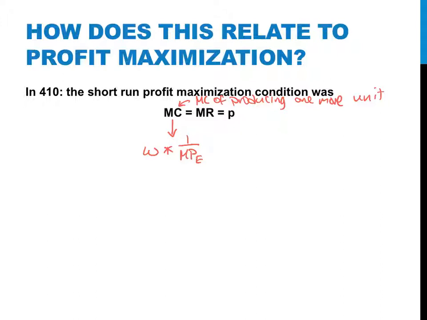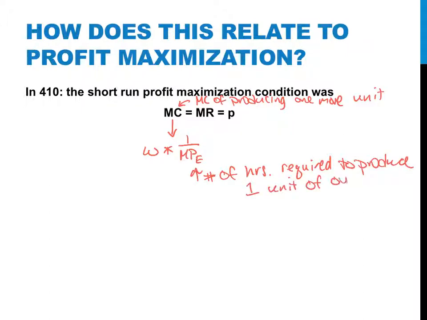So if the marginal product of labor is the number of units of output that one additional worker hour produces, then 1 over the marginal product of labor is the number of hours required to produce one unit of output. So we multiply the number of hours required to produce one unit of output by the hourly cost of labor. And we get that W, the wage rate divided by the marginal product of labor, has to equal the product price, or the wage rate has to equal the marginal product of labor times the product price, which is just equal to the value of the marginal product of labor.